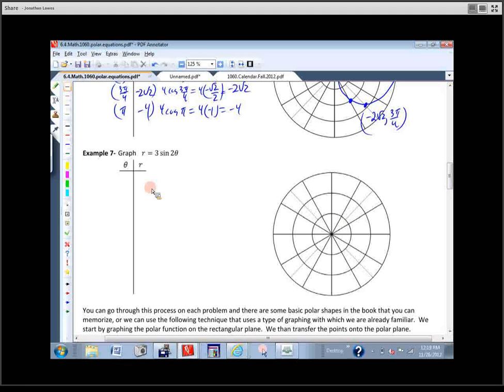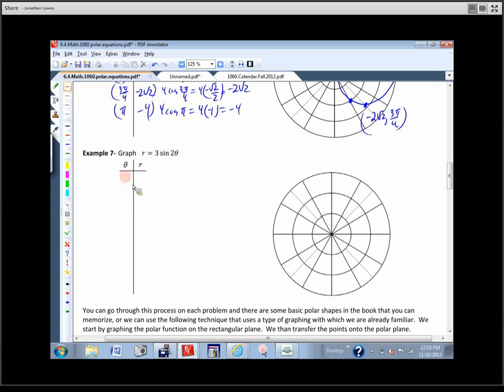Let's see if we can do this one really quickly. So let's start by plugging in a 0. And let's not skip anything. Let's do pi 6, pi fourths, pi thirds, and pi halves. This is really tedious. Before you leave, I'm hoping I can show you a different way to do this.